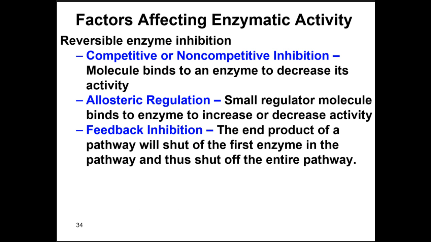Let's talk about some factors that affect enzymatic activity. There has to be a way to regulate enzymes so they're not on all the time when they're not needed. One way of reversibly inhibiting enzymes is competitive or non-competitive inhibition. This is where a molecule binds to an enzyme to decrease its activity. You also have allosteric regulation, where small regulatory molecules bind to the enzyme to increase or decrease its activity. Then we also have feedback inhibition. This is where the end product of a pathway will shut off the first enzyme in the pathway and thus shut off the entire pathway.